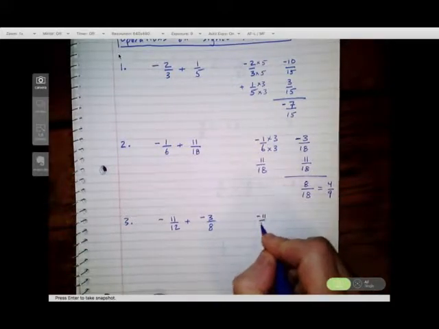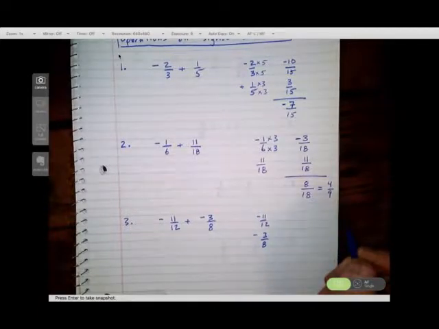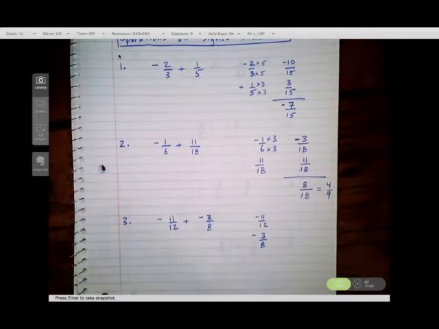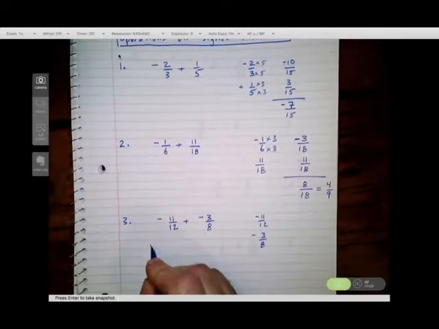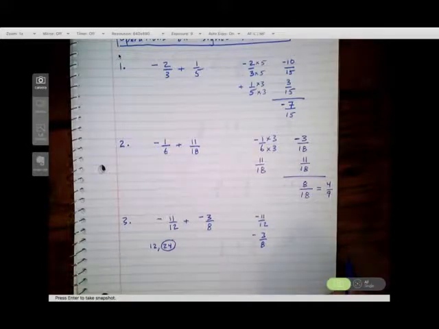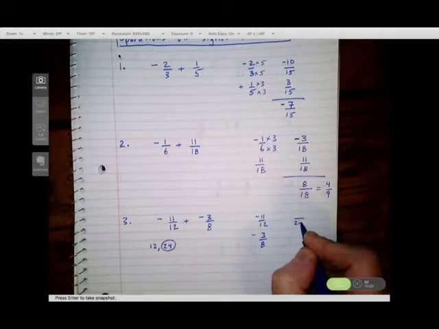One more like this. So I've got negative 11/12 and negative 3/8. So what's my common denominator for 12 and 8? So remember, if you have a hard time seeing that, you can always take the bigger one and start skip counting. So 12 plus 12 is 24. Oh, look at that. Found it right there because 8 goes into 24, so that's going to be our common denominator. So I want 24s down here.